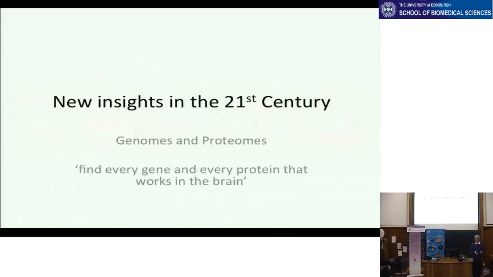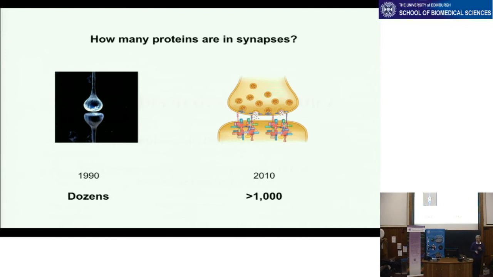But now I'd like to turn to some of the newer insights, in this case in the 21st century. This is an exciting era because it is the era of genomes and proteomes, where scientists now have the capacity to find every gene and every protein that works in the brain or indeed any organism. So now, with these sorts of tools, what might we learn by looking at the synapse? And a simple question to ask is this: how many proteins does one find in the synapse?